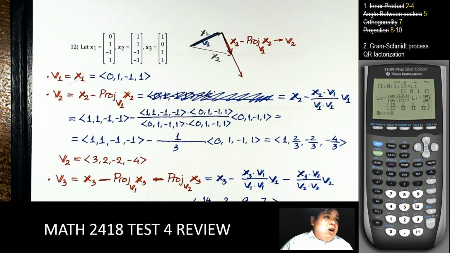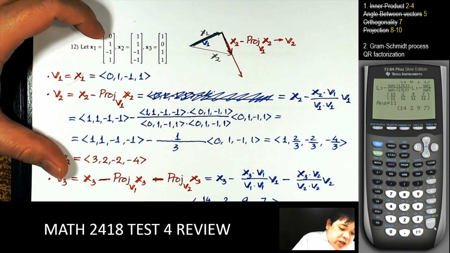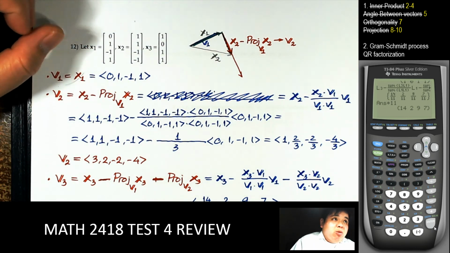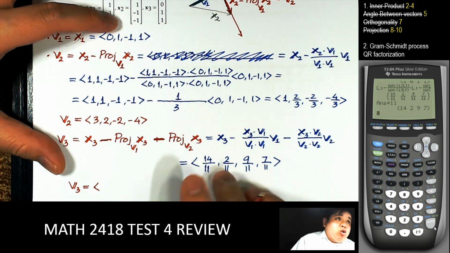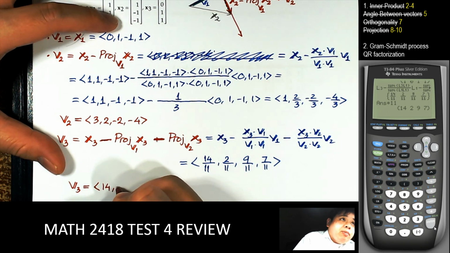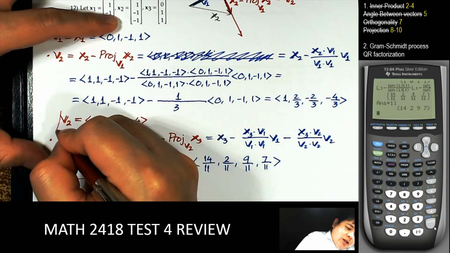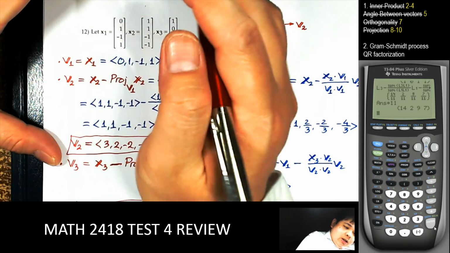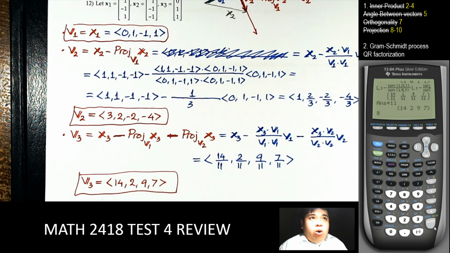And if we multiply this by 11, so we do not have fractions, we can choose that to be v3. Once again, because they are not an orthonormal basis, we don't have to turn this into the unit vector. So we have v3, we multiply everything by 11, so we choose 14, 2, 9, and 7. That is v3, v2, and v1. So those three vectors are orthogonal to each other, and this is the Gram-Schmidt process.